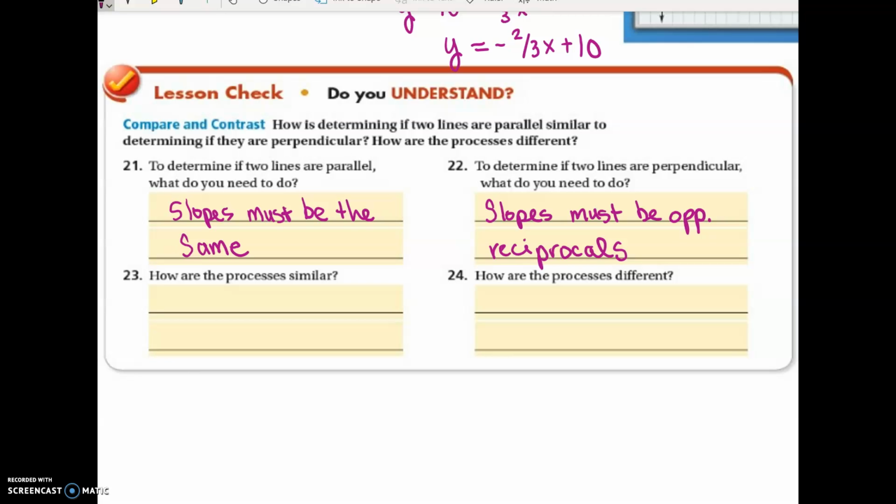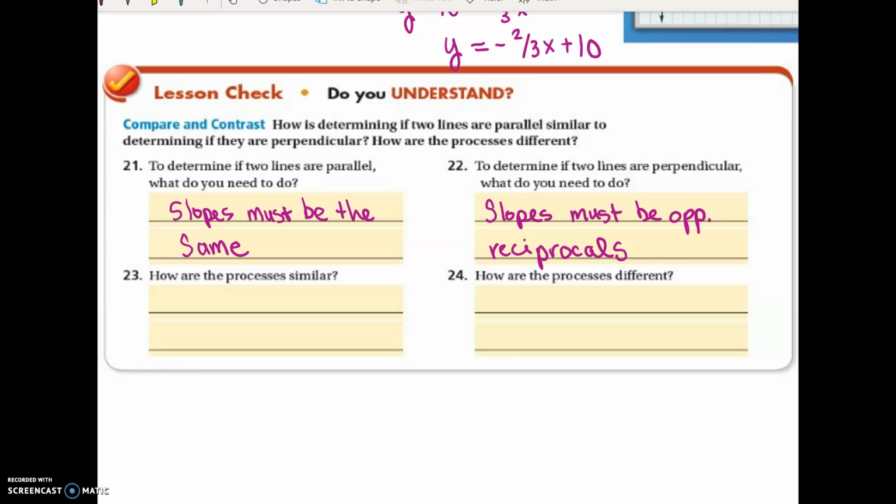And now think about how the processes are similar. Well, for almost all of the problems, we started with point slope form. How are they different? Well, their rules for the slopes are different. And obviously, parallel lines never are going to intersect, where perpendicular lines intersect at 90-degree angles. We also could say they use different symbols for parallel, different symbol for perpendicular. So there are a lot of different things we could put in 23 and 24, just comparing as we go through.